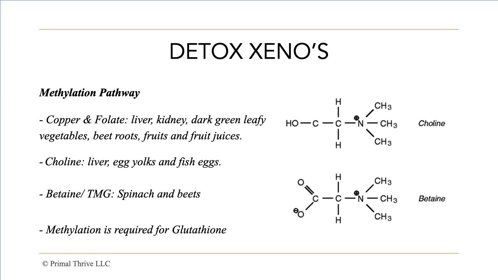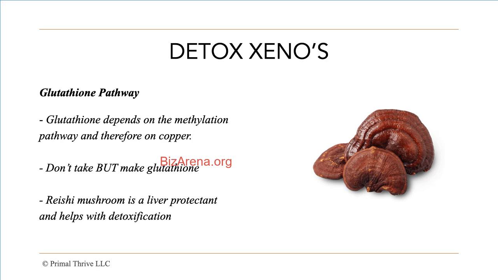And we need to consider as well that methylation is required to make glutathione. So glutathione depends on methylation and therefore also on copper. We don't necessarily need to take glutathione as a supplement. We can actually make it and recycle it if we have adequate amounts of trace minerals like copper and selenium and B vitamins and other minerals like magnesium. A nice addition is reishi mushroom. So this is a medicinal mushroom that protects the liver against all kinds of toxins, and it aids in the detoxification process, especially also in glutathione.